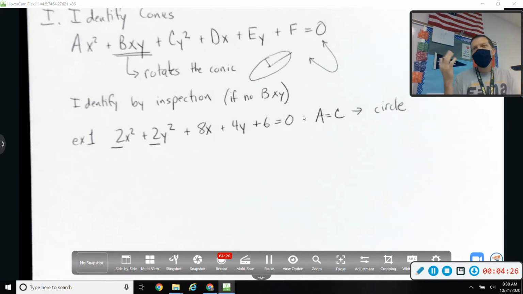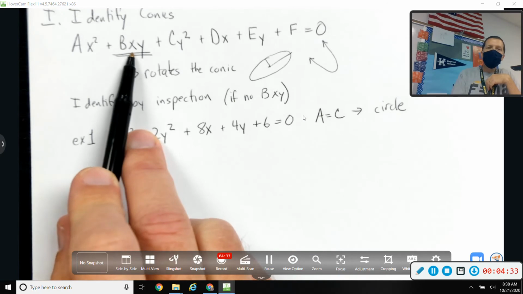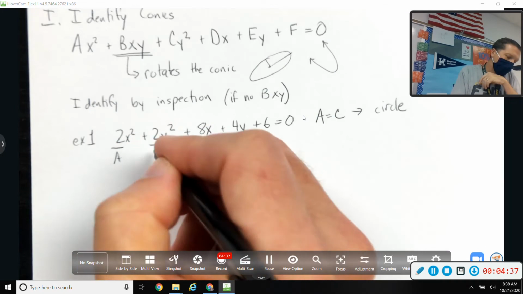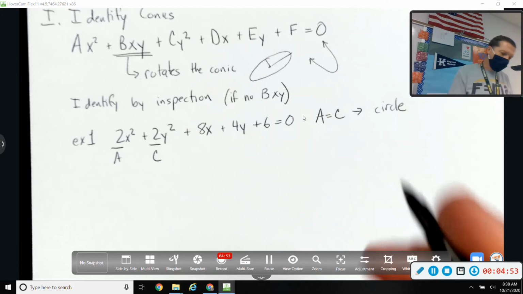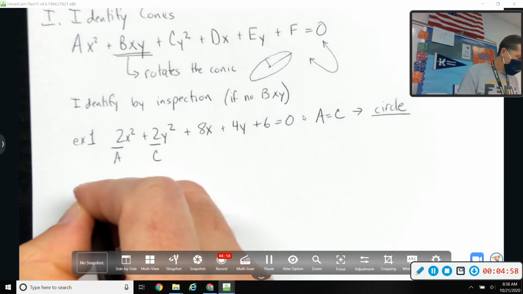Wait, is it supposed to be a equals c or a equals b? A equals c because we don't have the b term. The b term is not there. We're not going to have any b terms. So that's a and c. And the good news is if you tried to treat it like an ellipse, you would end up with a equals b, and so you'd end up graphing a circle anyway. So if you went to graph it, you'd figure it out. If I just ask you for it and you put ellipse, you'd be close but not quite right.